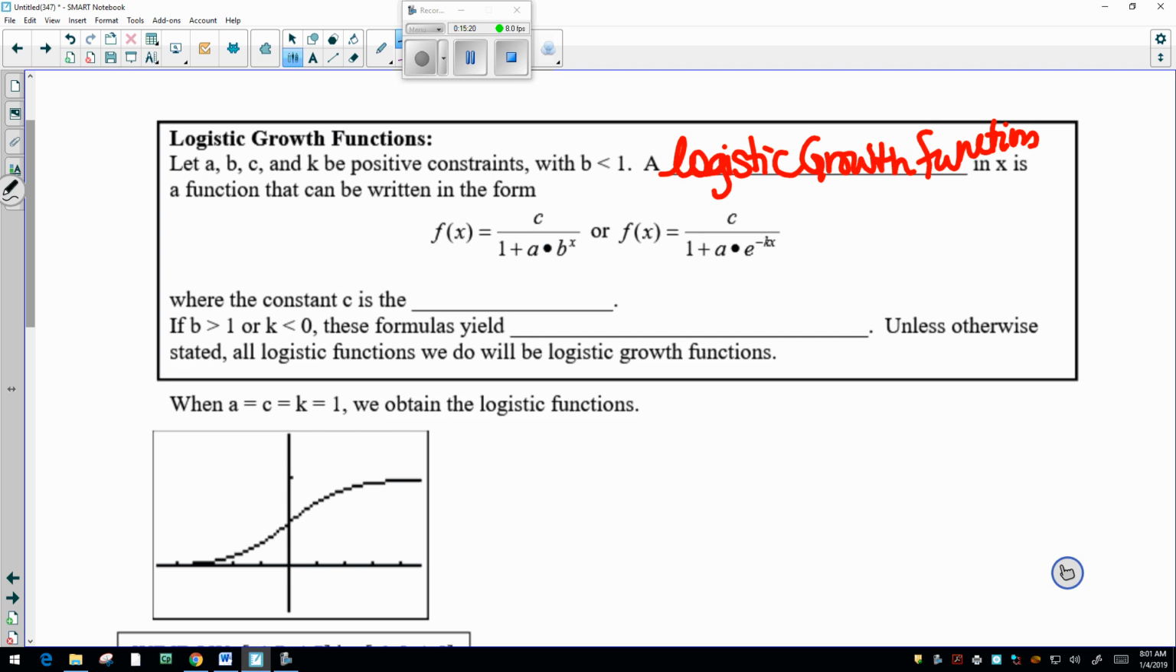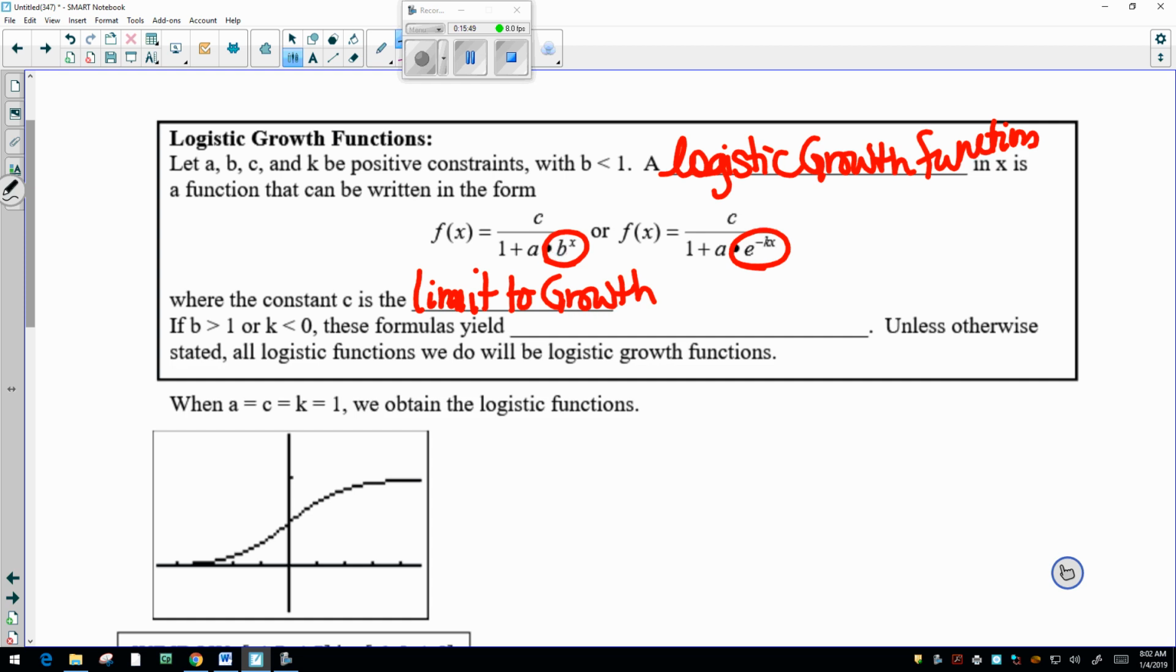So notice we have a couple of different forms. We have b raised to the x, or we have e raised to the x. Those are both exponential functions. Again, their bases are constants and the exponents are variables. And it says where the constant c, that numerator value, is what's called your limit to growth. In other words, think horizontal asymptotes.